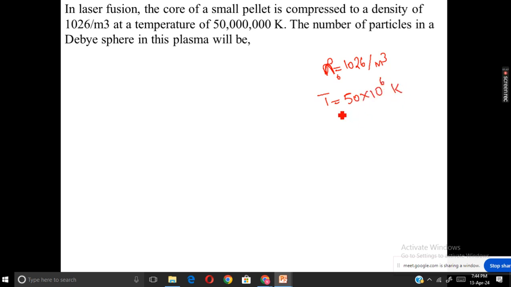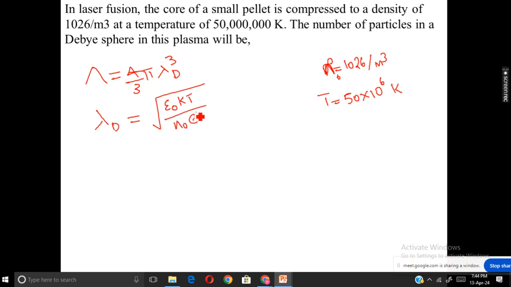We want to find the number of particles in a Debye sphere, which is 4 by 3 pi into lambda d cube. Within the Debye sphere, the number of particles we have to find. So here we have to find lambda d. Lambda d is not given, so it can be found with the same equation that we used just now: root of epsilon 0 kT by n0 e square.